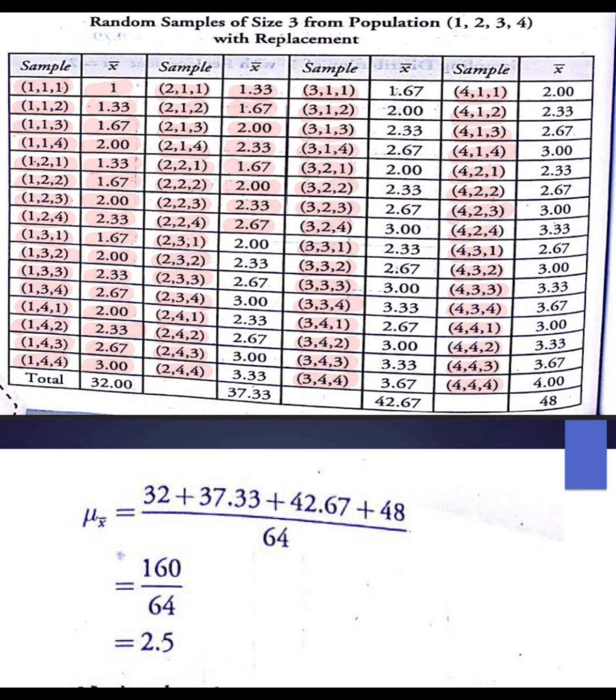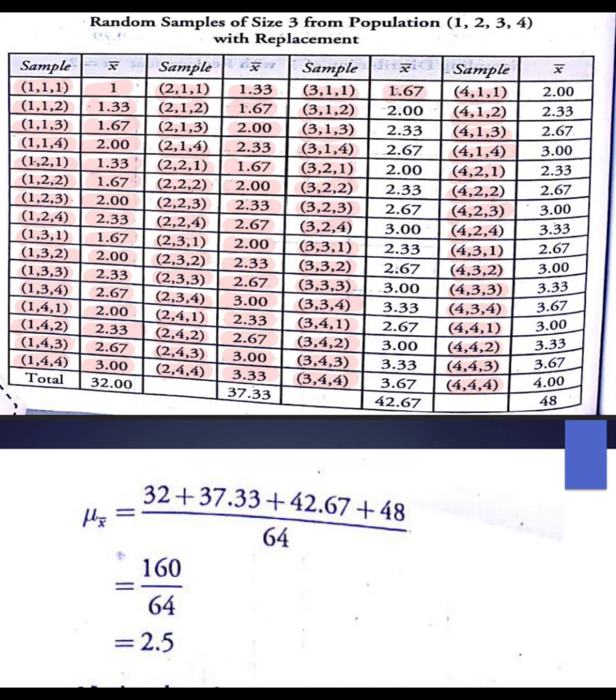2 plus 3 plus 1 divided by 3 is 2.0. 2 plus 3 plus 2 divided by 3 is 2.33. 2 plus 3 plus 3 divided by 3 is 2.67. 2 plus 3 plus 4 divided by 3 is 3.00. 2 plus 4 plus 1 divided by 3 is 2.33. And 2 plus 4 plus 2 divided by 3 is 2.67. 2 plus 4 plus 3 divided by 3 is 3.00. 2 plus 4 plus 4 divided by 3 is 3.33. Next, 3 plus 1 plus 1 is 1.67.